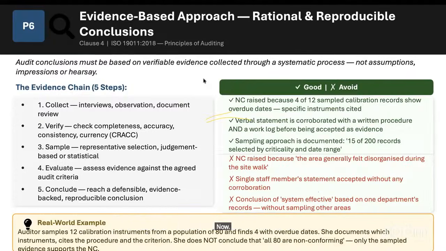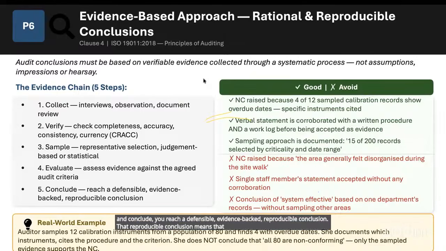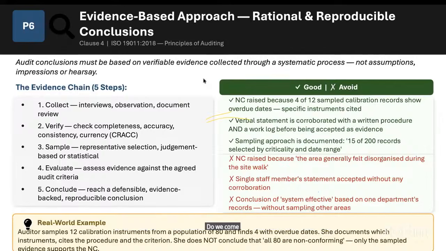Now, evaluate: assess evidence against the agreed audit criteria. The audit criteria says that our resumption time is 8 o'clock as documented in the human resource manual. And you are now evaluating Tolu's attendance against the agreed criteria. And conclude: you reach a defensible, evidence-backed, reproducible conclusion. Reproducible conclusion means that if 1001 auditors come into the system, carry your audit criteria, and carry the same population that you used, they will come to the same conclusion that I have come to.